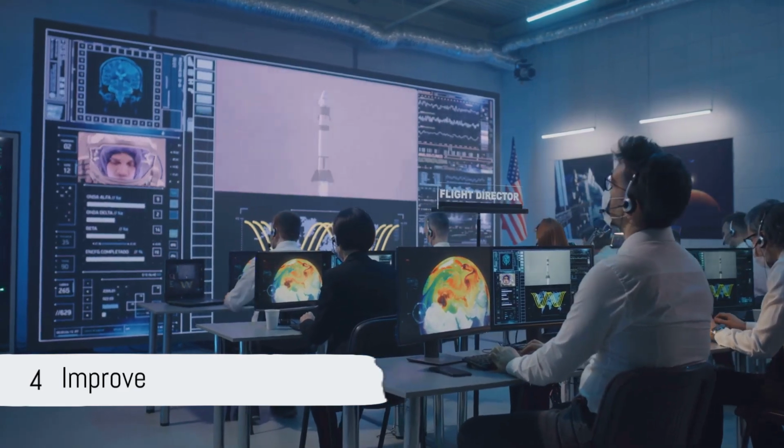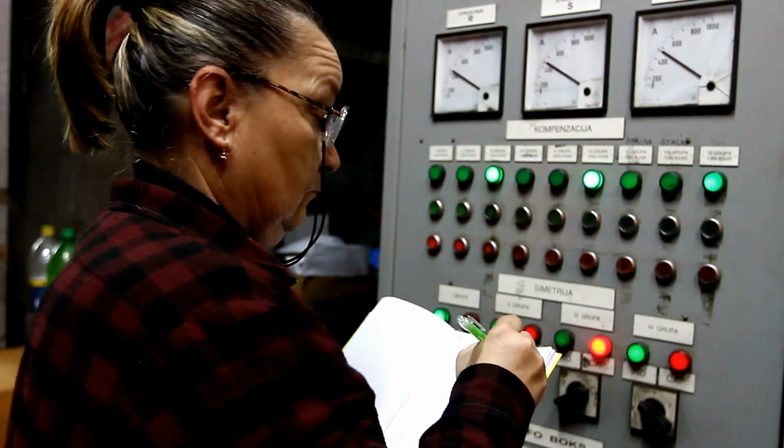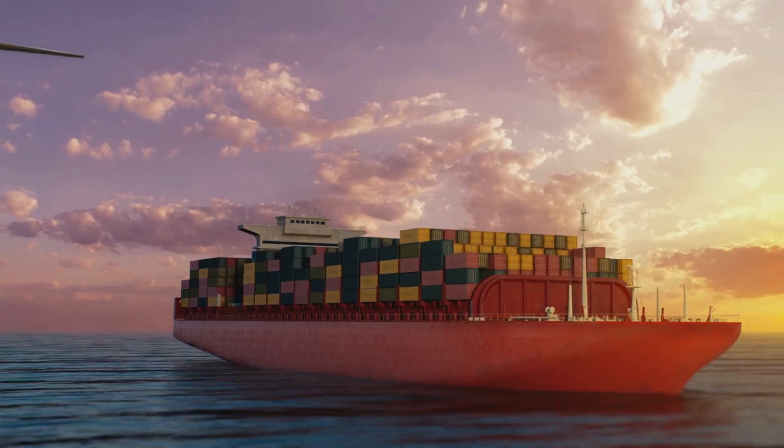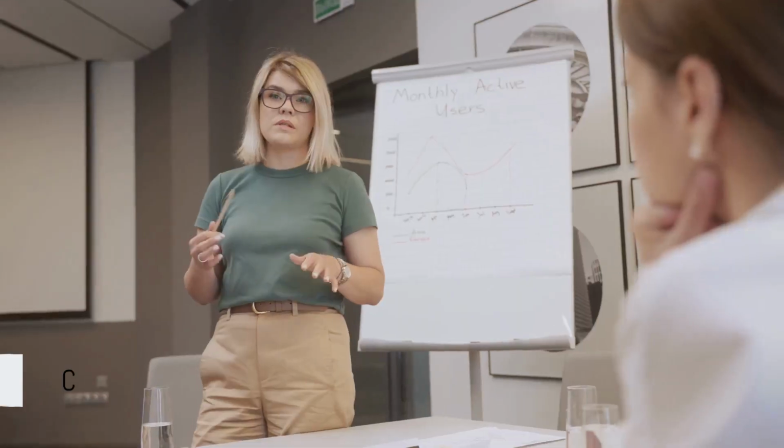4. Continuously monitor and improve. SPC is not a one-time activity. Continue to monitor processes using control charts and look for opportunities to further reduce variation. For example, in a transportation company, even if delivery times are stable, investigate if you can further reduce them.